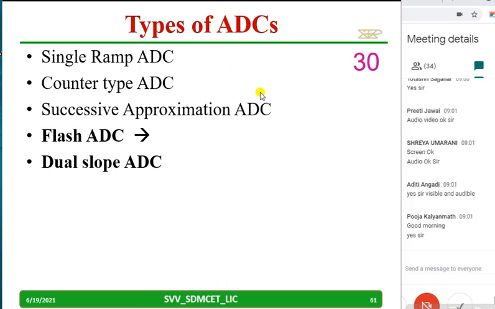Today's class. Last class we already discussed the single ramp A to D converter and the counter type A to D converter. We also completed the successive approximation A to D converter. Today, we will discuss the flash A to D converter.